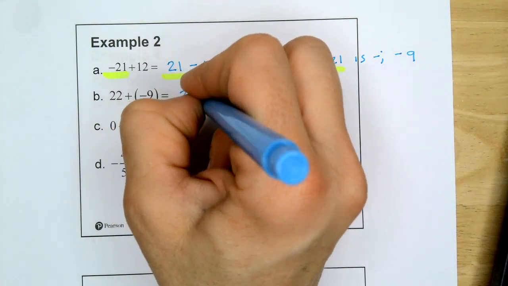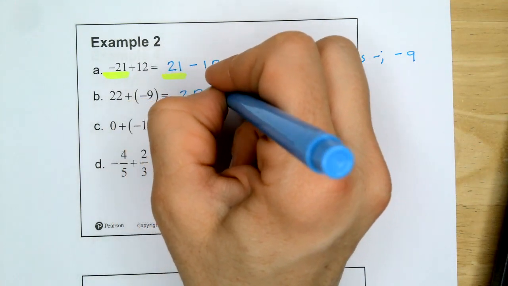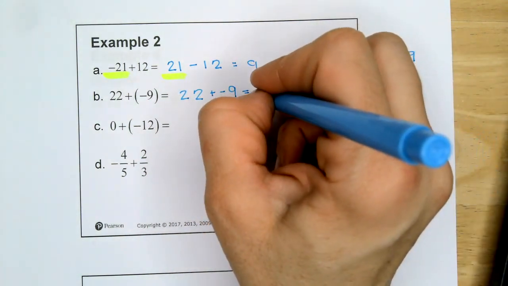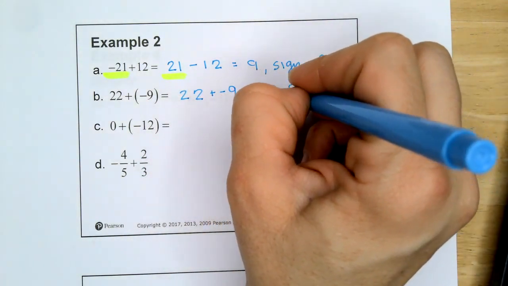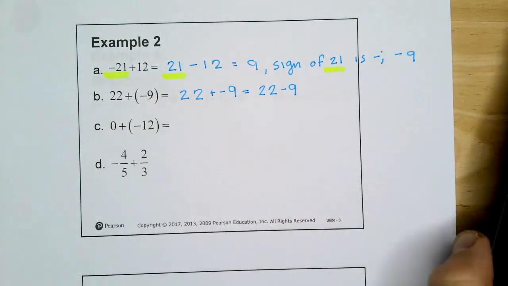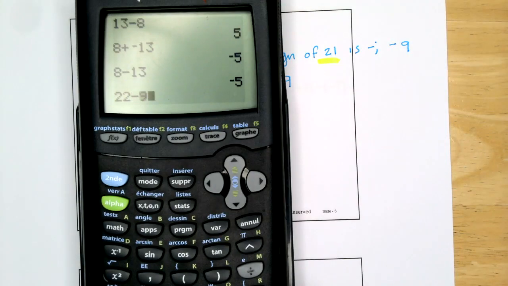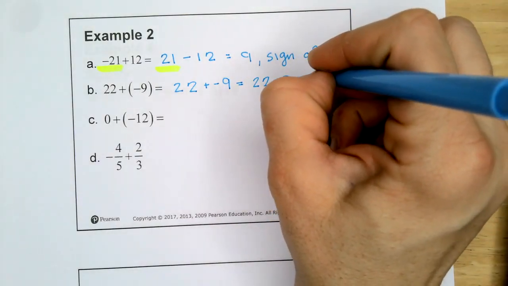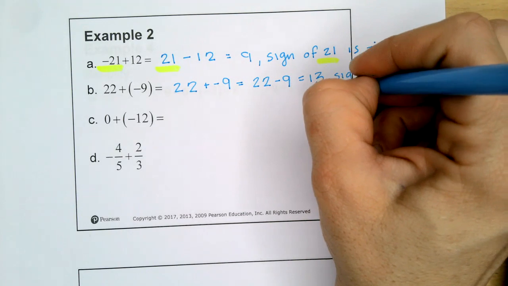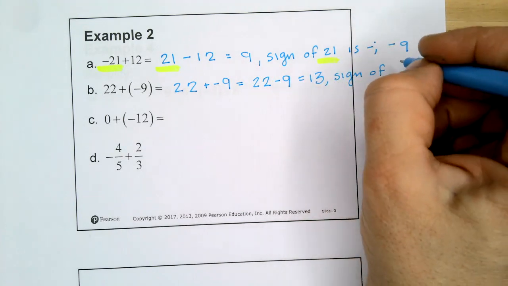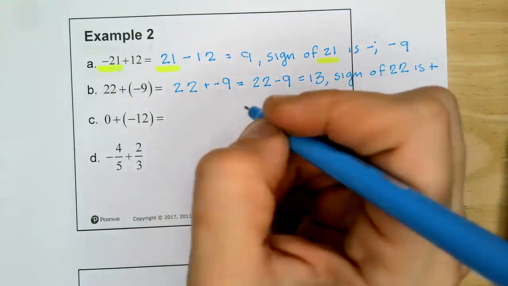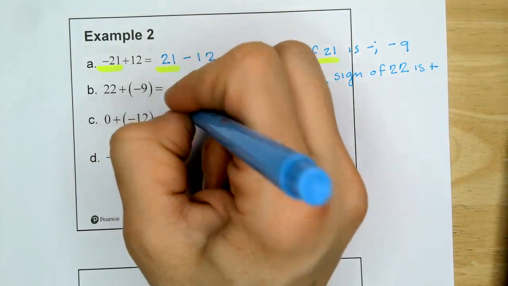Here again, we have different signs. 22 plus negative 9 means we're going to subtract them. 22 minus 9, because 22 is the bigger number, 9 is the smaller number. 22 minus 9 is a positive 13. The sign of 22 is positive, so that's going to be a positive 13.